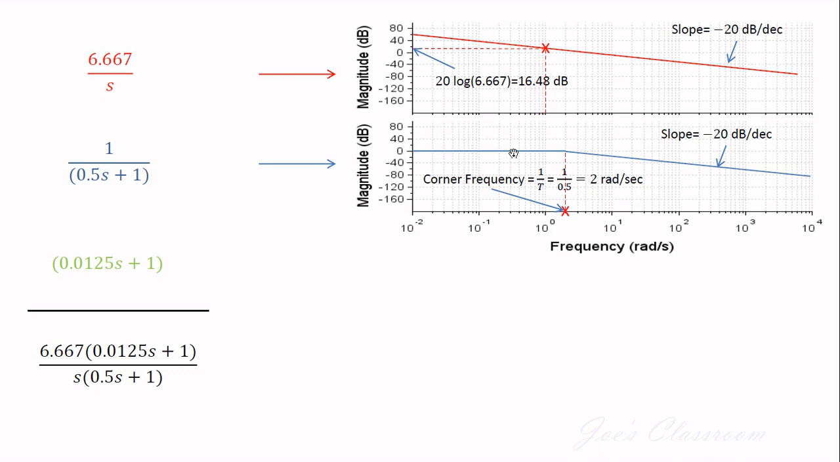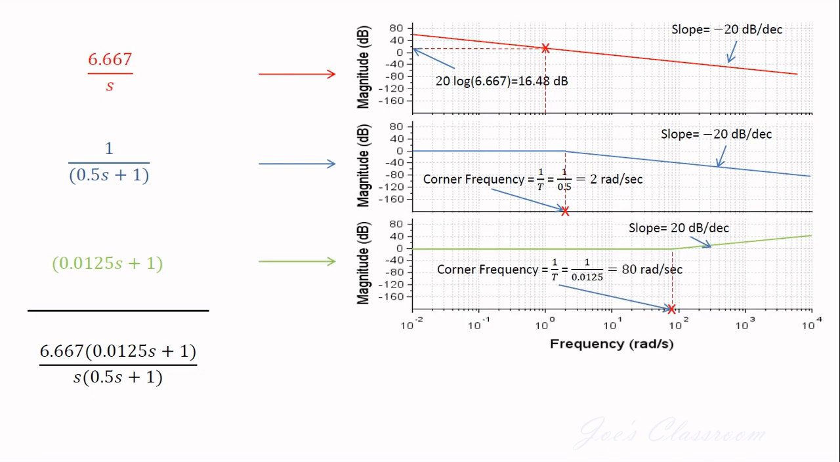So I can plot. This is the corner frequency that is given by 1 by 0.5, and up to this corner frequency it is going to be a straight line with 20 log k. K is equal to 1, therefore 0 decibels, 20 log k. And beyond this corner frequency it is going to be a straight line with minus 20 n. N is equal to 1, therefore minus 20 decibels per decade. Clear.